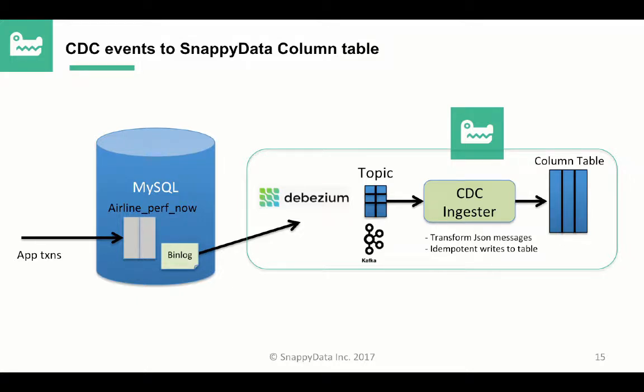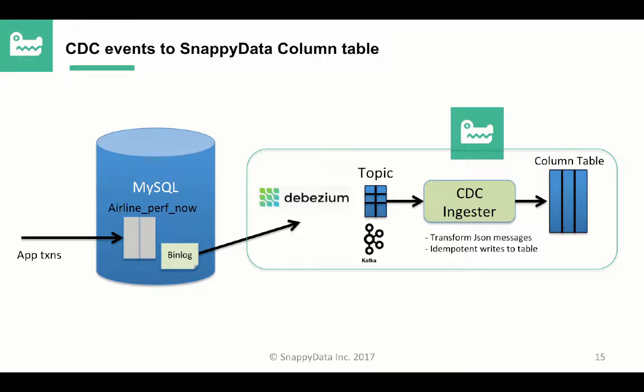We simulate an application by continuously writing records to a MySQL table called airline perf, which you see here on top. The transaction log, which is really the bin logs in MySQL, is continuously watched by Debezium, and Debezium internally is based on Kafka Connect. The events are then formatted into JSON and written out to topics in Kafka. By default, if you say, here is a complete schema in MySQL you want to monitor, each table would end up having its own distinct topic in Kafka.